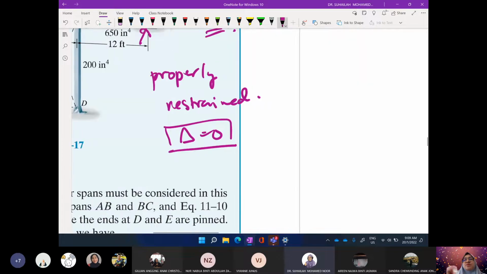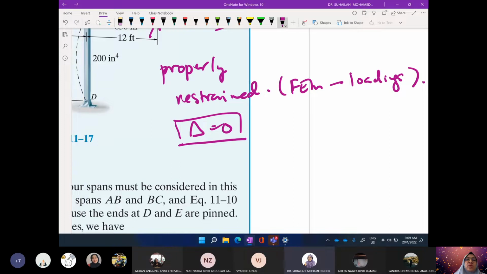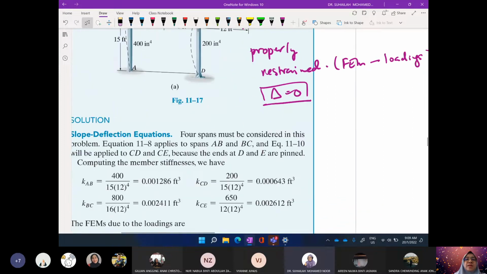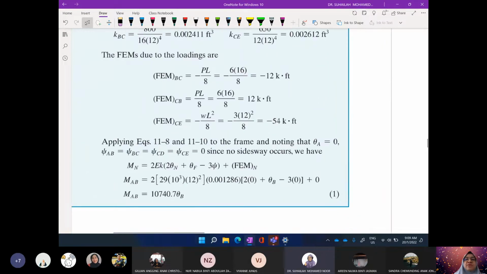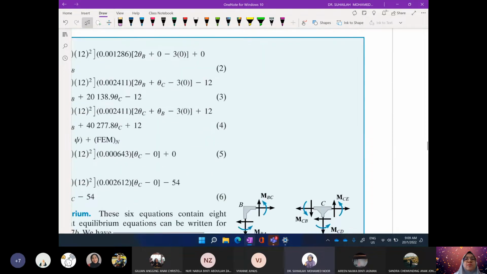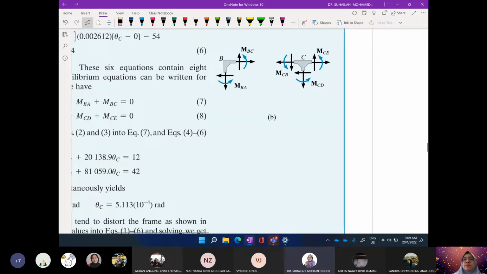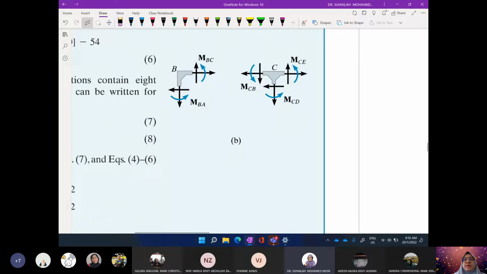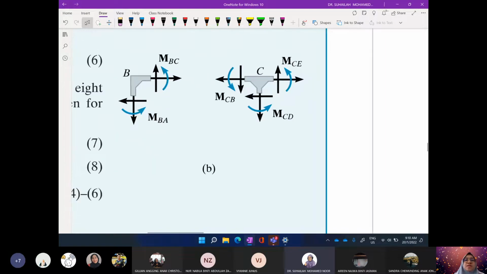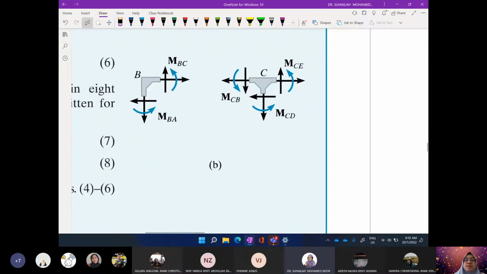When delta is equal to 0, for FEM we only consider loading. Loading only, so with that we can solve. If we want to solve this question using the moment distribution method, we can solve using one table only. So this is again the joint.